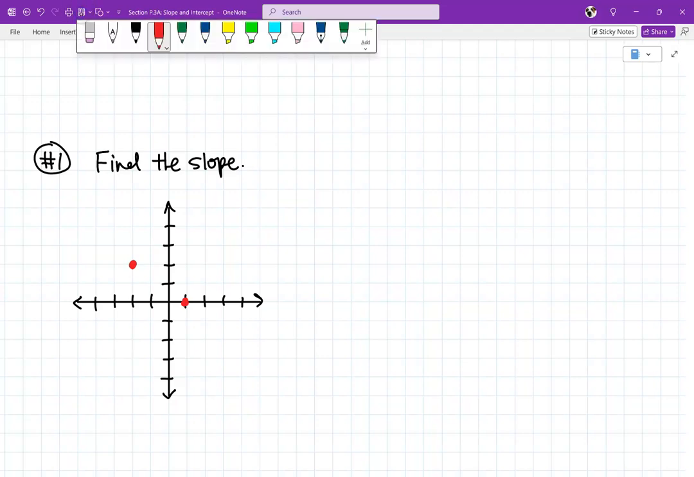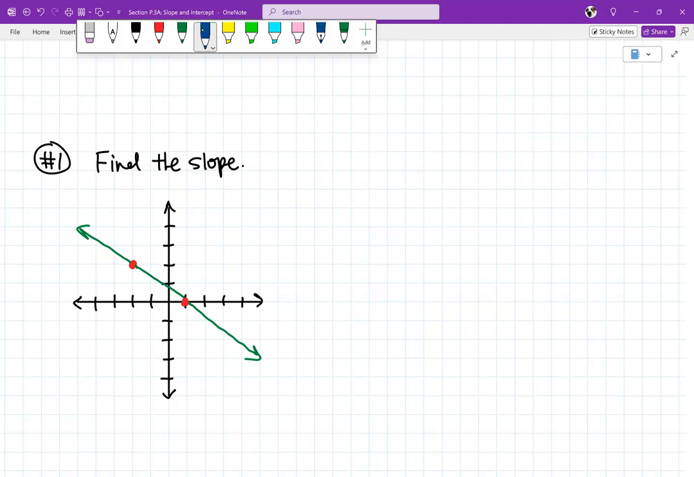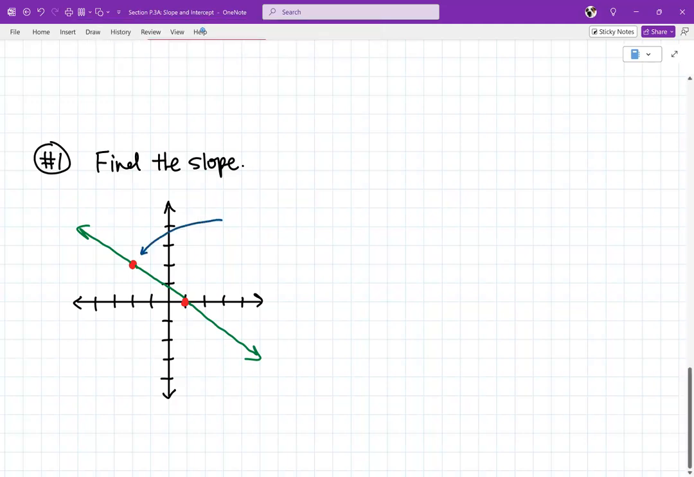Okay. And then they drew a line. So let me go ahead and draw a line here. It's going to be a little messy with the line. I'm trying not to cover over the red dots because the dots are really important. So if they want me to find the slope, I just got to identify the points and use the slope formula. So let's figure out what these points are. This point right there. Well, that point is negative 2, 2. This other point right there is 1, 0.